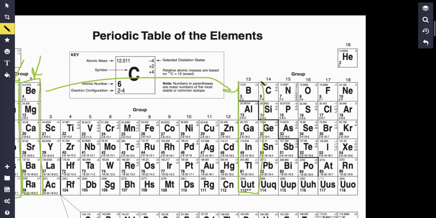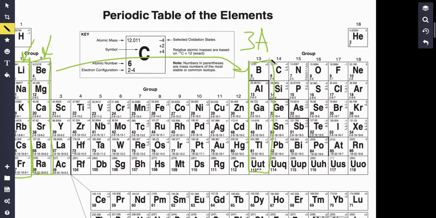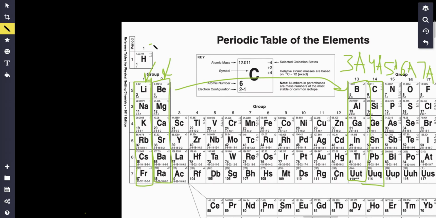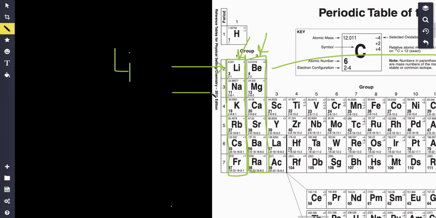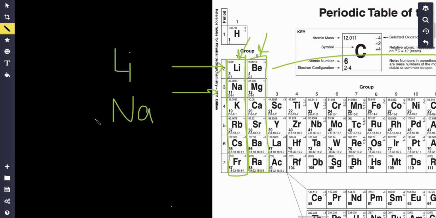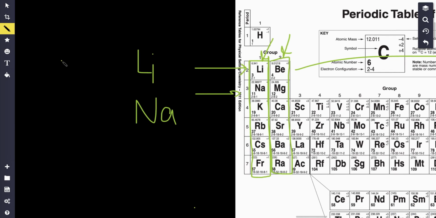This right here is group 13, but think of it as group 3A. This is group 14, also known as group 4A. Group 15 is group 5A. Group 16 is group 6A. 17 is 7A. 18 is 8A. Now, the things inside the same group are going to have the same number of valence electrons. In group 1, we have an atom of lithium and an atom of sodium. They're all in the same group, and both of them have 1 valence electron.